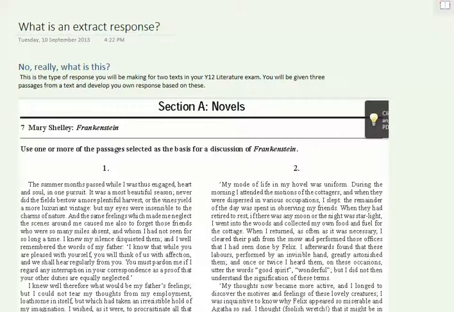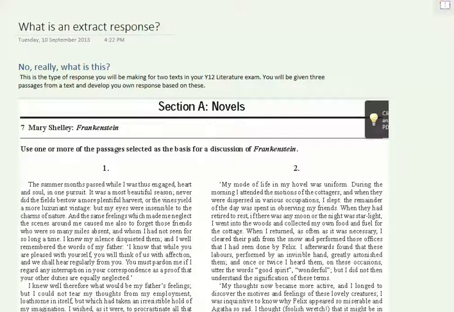This is what is an extract response, because to be honest with you, we need to learn this stuff to get you ready for next year. We're going to be doing one of these as our response for Merchant of Venice. So the first question is, no really, what is this thing?